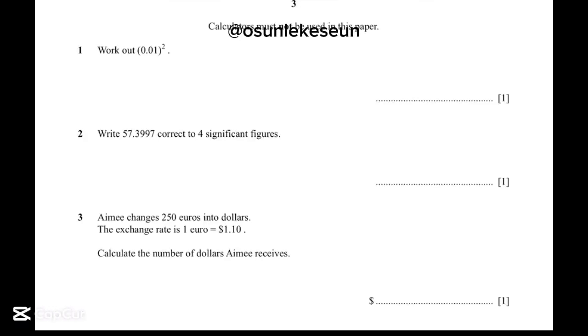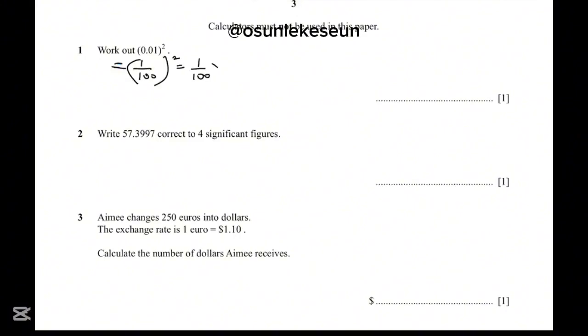Alright, this is another question. We have to work out 0.01 squared and we are not to use a calculator. So 0.01 can be written as 1 over 100 because that's what 0.01 means. 1 over 100, all squared, which is what?